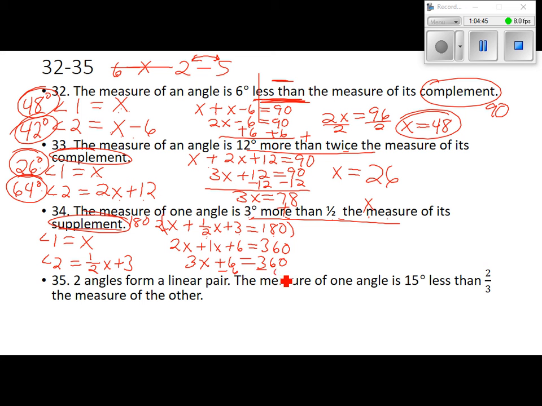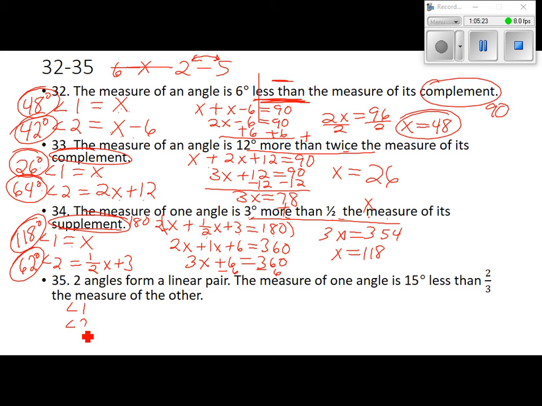Subtract 6 on both sides. You end up with 3x equals 354. Take 354 and divide it by 3. And you get 118. So x equals 118. Again, that's not our answer. We take it and we're going to plug it back in up here. The first angle then is going to be 118 degrees. Easiest way to find the second angle, we know they're supplementary, so take 180 minus 118, which gives you 62 degrees. Those are your two answers.